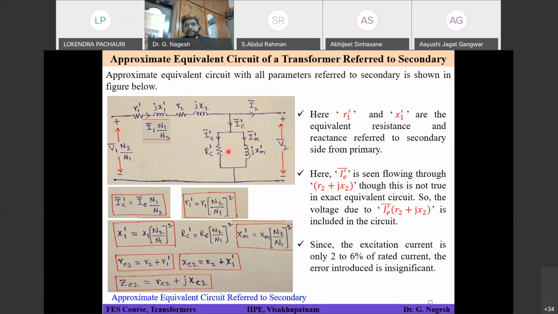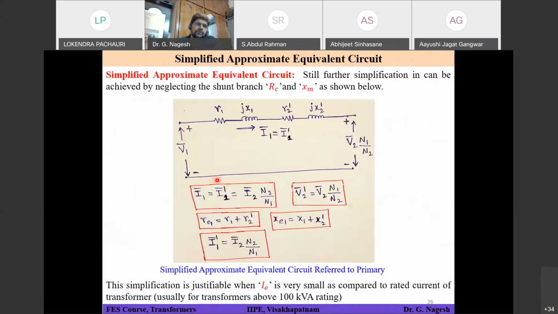So why I'm trying to say this is, nowadays transformers much more than 100 kVA are also there. In that scenario, for ease of calculation, they will assume that this excitation current is very negligible and they will remove this entire branch. They will do that only for transformers rated more than 100 kVA or so. That they will call the simplified approximate equivalent circuit.